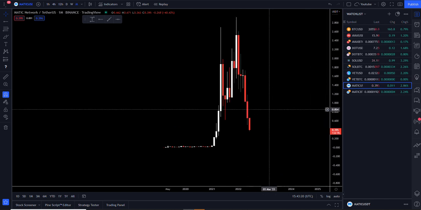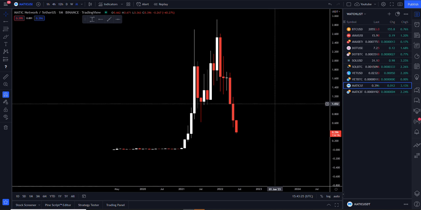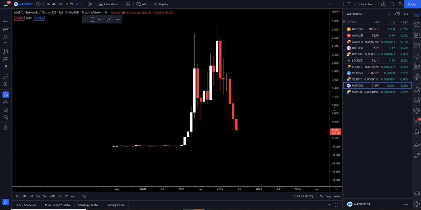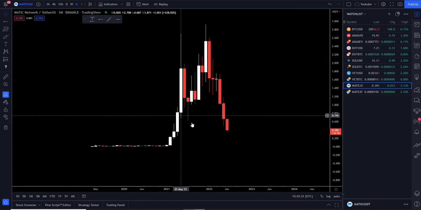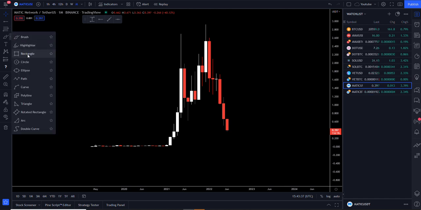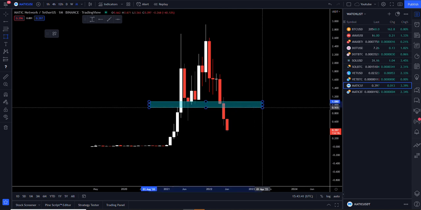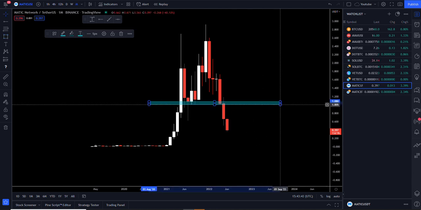So I think it's going to be quite a short one in terms of trying to find areas of support on Matic USDT and BTC. As I say, there's no real support. So let's get rid of the magnet tool, get our box or rectangle. Before the drop, we would have been looking at this area here as a pretty solid support.